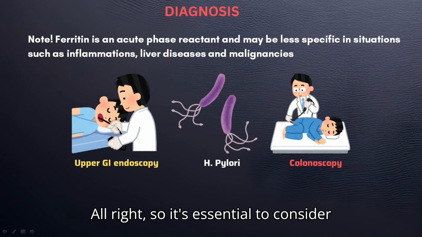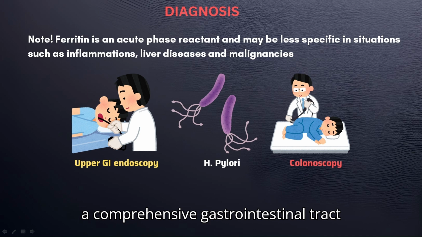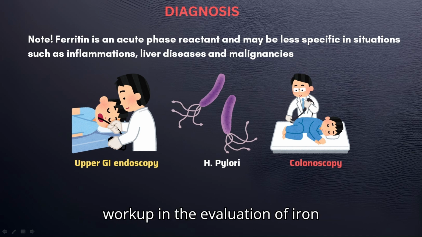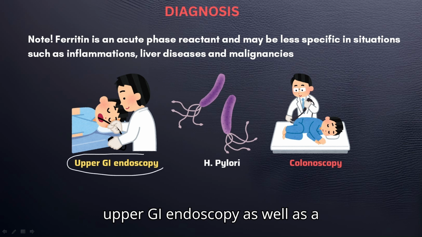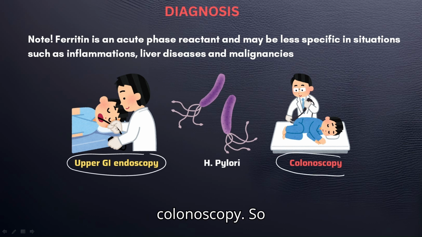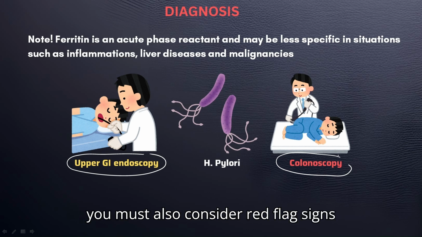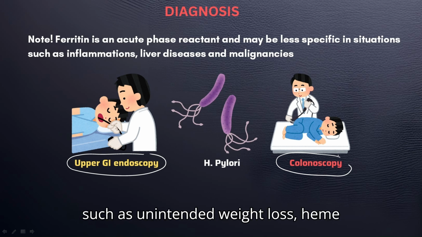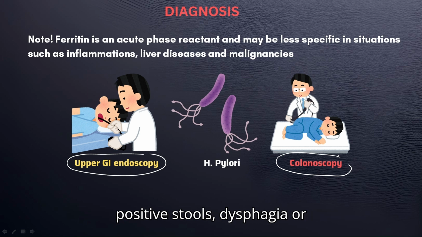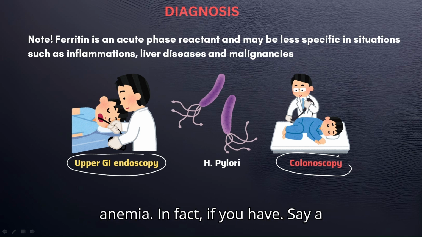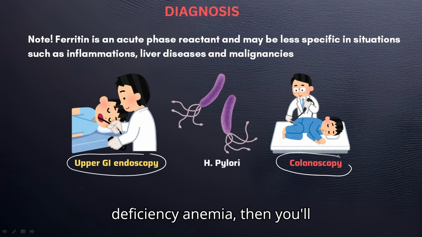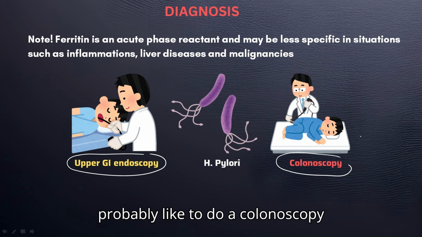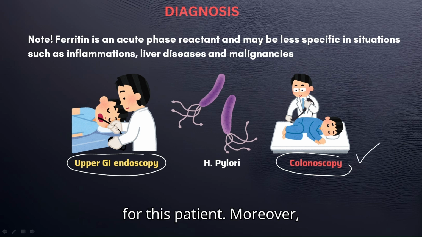All right, so it's essential to consider a comprehensive gastrointestinal tract workup in the evaluation of iron deficiency anemia, including a bidirectional endoscopy, that is, an upper GI endoscopy as well as a colonoscopy. So, you must also consider red flag signs such as unintended weight loss, heme positive stools, dysphagia, or anemia. In fact, if you have, say, a 60-year-old patient who has iron deficiency anemia, then you'll probably like to do a colonoscopy for this patient.